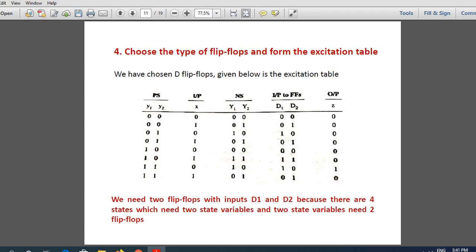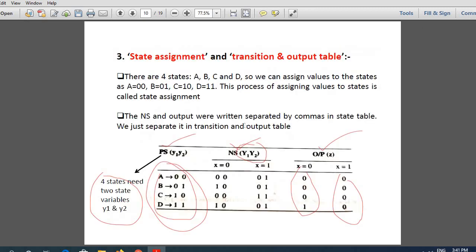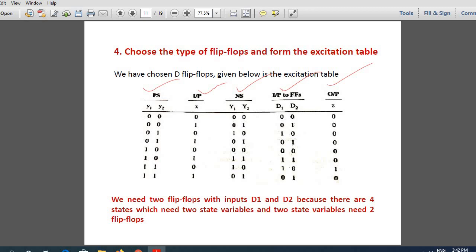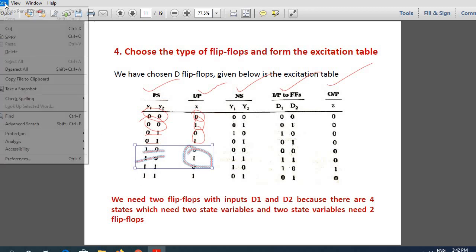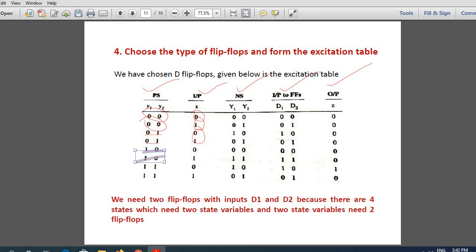Now the next step is to form the excitation table. You have to write present state, input combination, next state, output, and also the inputs to the flip-flops. So here, how are you getting the present state? Your present state is 00. Your input can be 0 or 1. For 00, your input can be 0. For 00 again, your input can be 1. Similarly, for the 01 combination, your input can again be 0 or 1. For 10, again your input combination can be 0 or 1. And for 11, your input combination can again be 0 or 1.